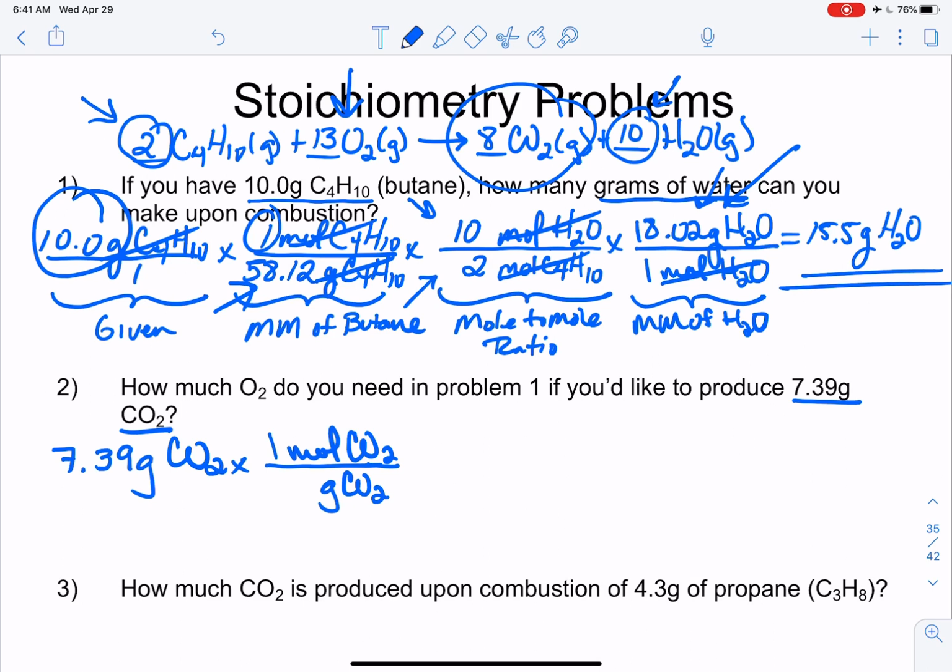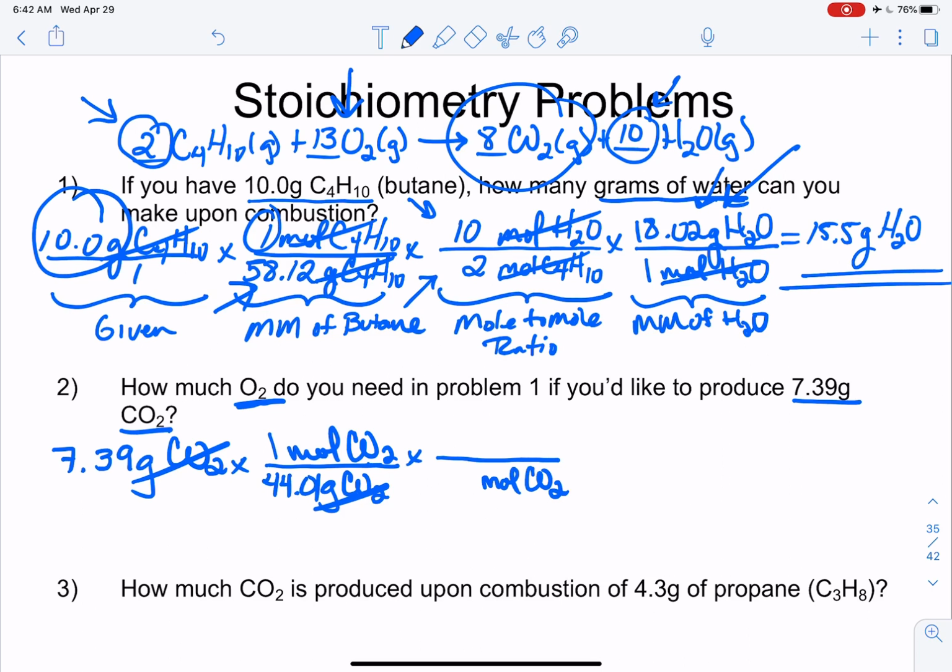Now that conversion factor is the molar mass of carbon dioxide. And in another problem, we calculated this to be 44.01. So we've canceled out the grams of carbon dioxide. Now we're in moles of carbon dioxide. So we know if the units are guiding us, we're going to put moles of carbon dioxide down here. Because we know we want to get rid of that, and we want to get where? To O2.